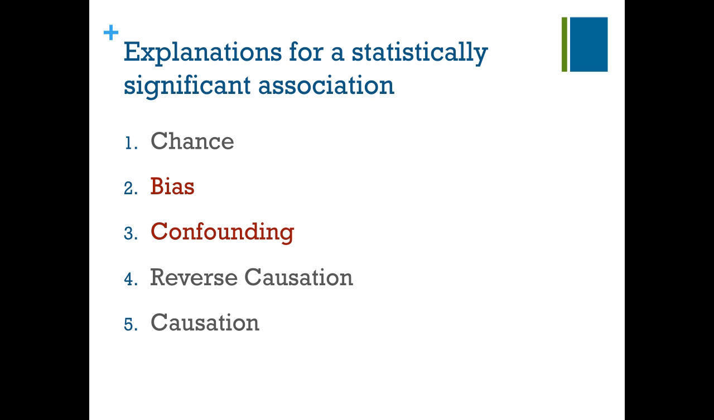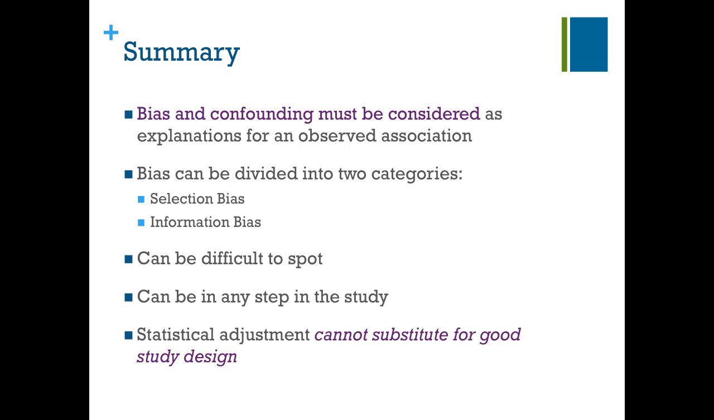Remember, when looking at any study with an association, consider the explanations for that association. Bias and confounding must be ruled out before the possibility of causation can be entertained. In summary, remember to think about bias and confounding. Bias has two broad categories, selection and information bias. Both bias and confounding can be difficult to spot and can be in any step of the study. Remember, statistical adjustment cannot substitute for a good study design, so plan ahead.